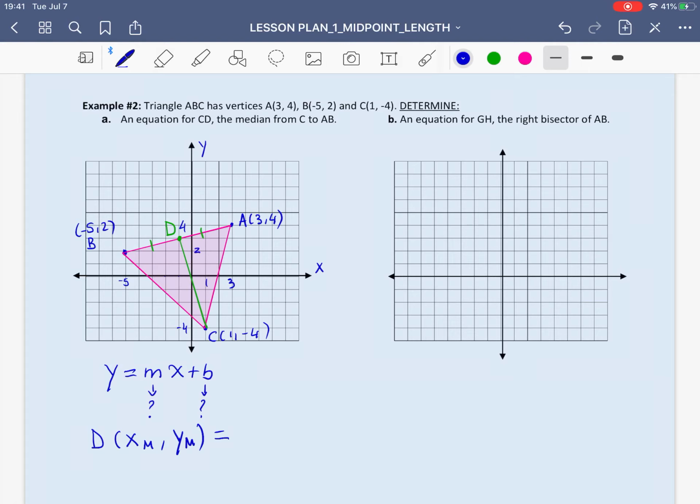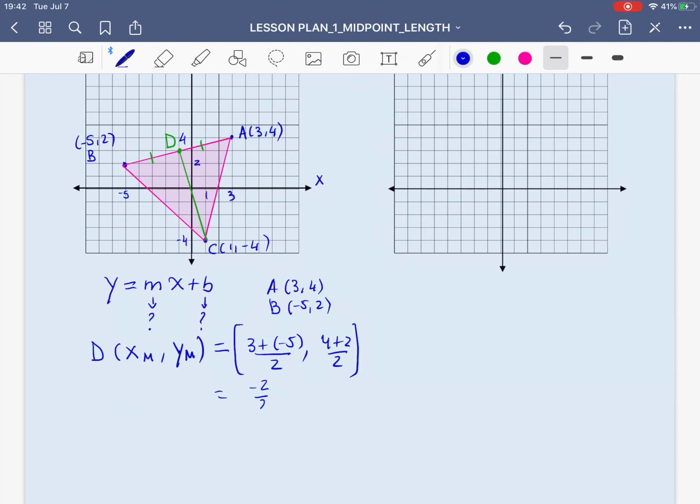And this is in the middle of A and B. So A is (3, 4) and B is (-5, 2). So the x-coordinate must be 3 plus negative 5 divided by 2, and the y-coordinate 4 plus 2 divided by 2. Further to this, that's negative 2 divided by 2, and then 6 over 2. And that will make the point D with coordinates (-1, 3).